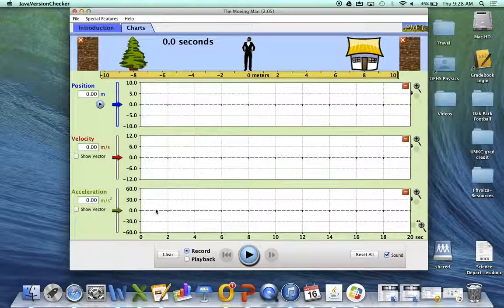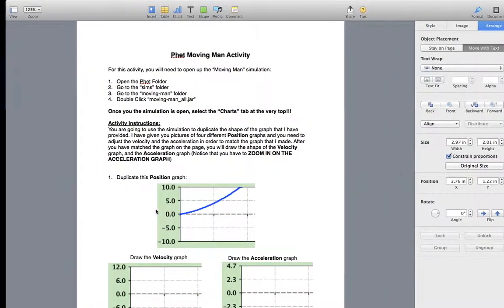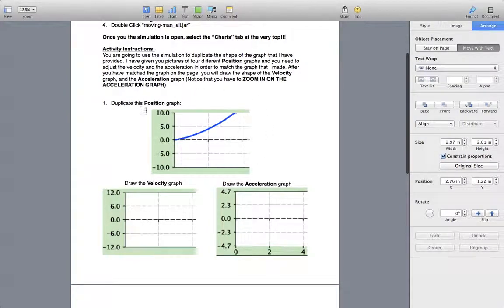Now if you look at your Moving Man activities sheet, and we go down to number 1, it says duplicate this position graph. So you'll see that I've got a position graph right here, and I want to manipulate my Moving Man so that I see this position graph.